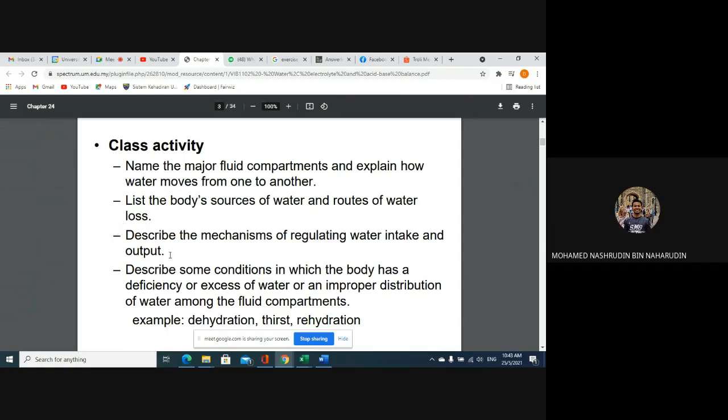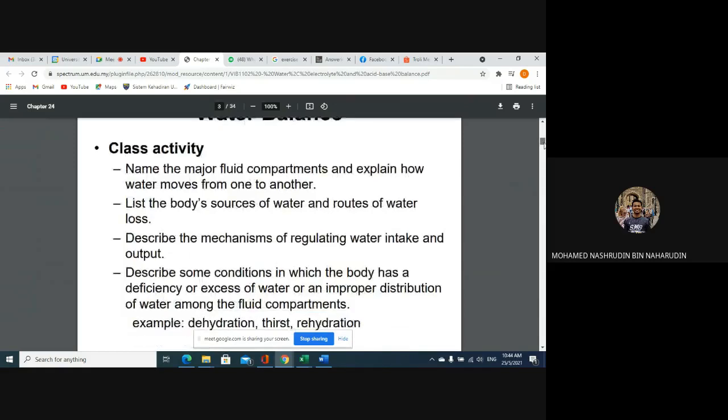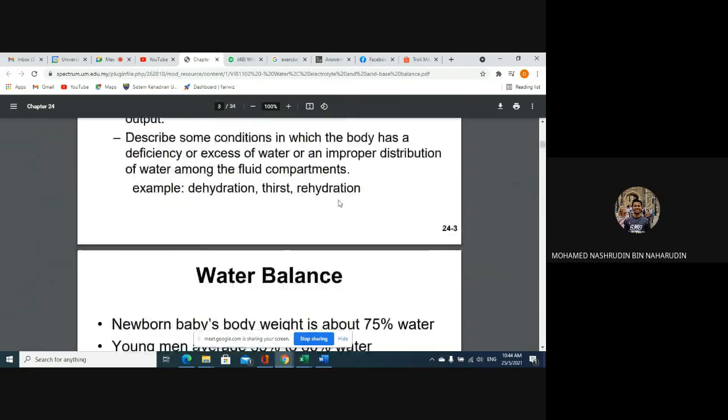And then the last one, class activity. To make you understand better, you can do it yourself at home to describe some conditions in which the body has a deficiency or excess of water, or an improper distribution of water among the fluid compartments. Okay, like for example, dehydration, thirst, and rehydration. All the conditions that relate to balance of water, acid-base, and electrolytes of the body.